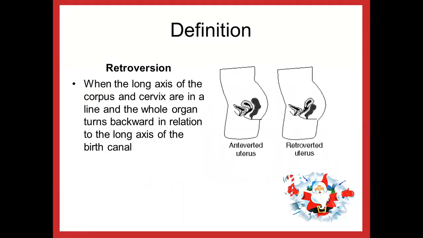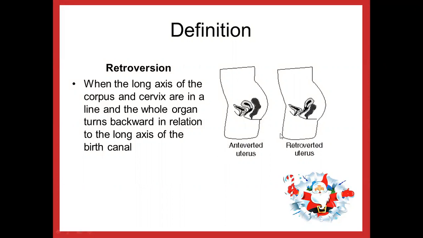If you're seeing this picture, this is the normal anteverted uterus, okay? Anteriorly the bladder is there, posteriorly the rectum is there. And retroversion means the corpus and the cervical part of the uterus will come in a straight line, and the whole uterus is reverting backwards. It will turn backwards in relation with the long axis of the birth canal.